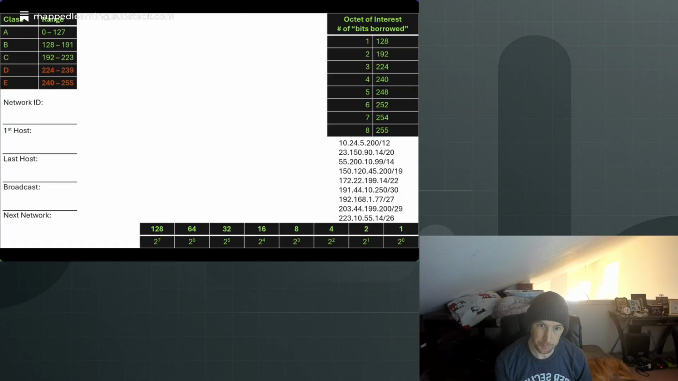So I have my cheat sheet, if you remember from the beginning slides. I have written them down here, but I added some space. Up here, top left, I have the class range with the octet ranges. Below that, remember what every network has. It has a network ID, first host, last host, broadcast address, and next network.